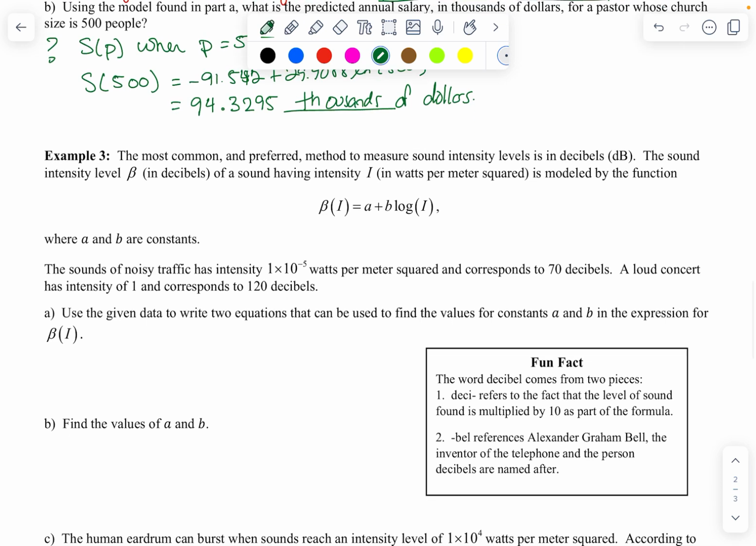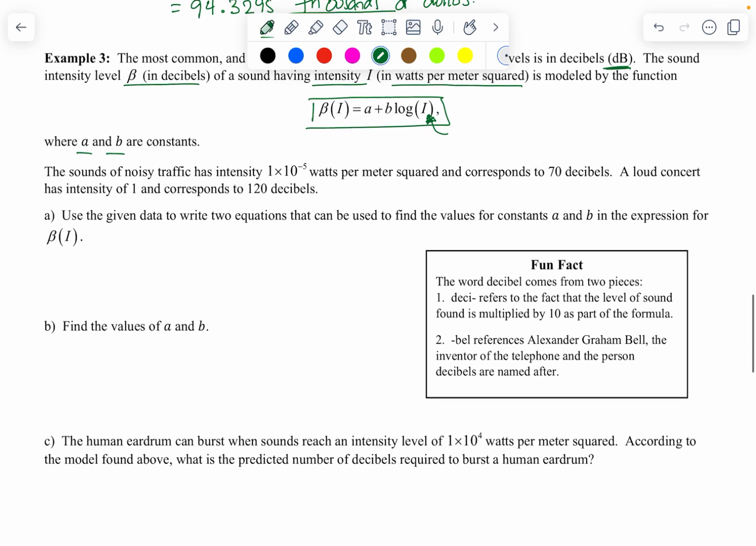All right, example 3. The most common and preferred method to measure sound intensity levels is in decibels. The sound intensity level B in decibels of a sound having intensity of I, where I is in watts per meter squared, is modeled by the function B of I equals A plus B log base 10 of I. So the input value is going to be your watts per meter squared, and your output value is known as your decibels. And A and B, of course, are going to be your constants.